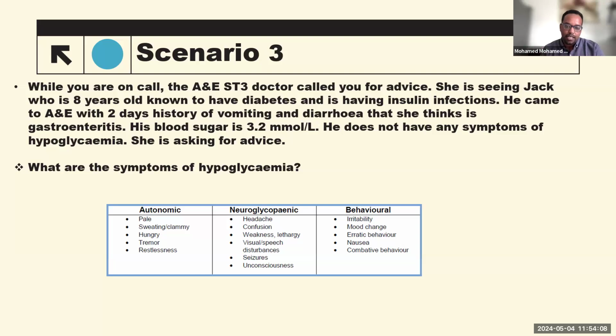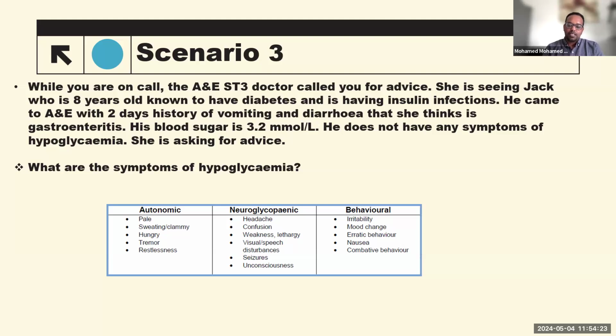Pallor, feeling hungry, confusion, in severe cases seizures and unconsciousness, sometimes just irritable, or maybe just feeling nauseated, or being a bit aggressive, sometimes can be hypoglycemia.